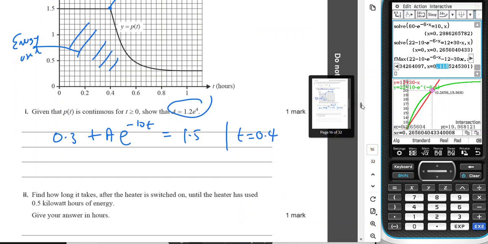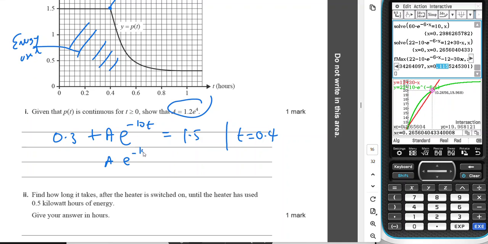Okay. So I move that over and I get A times e to the minus 10 times 0.4 equals 1.5 minus 0.3, which is 1.2, and that A equals 1.2 over e to the minus 4, which is 1.2 e to the 4. That's correct.